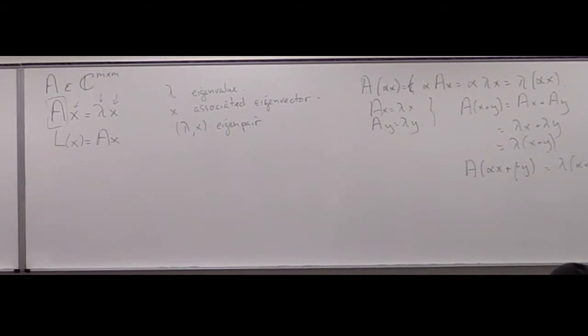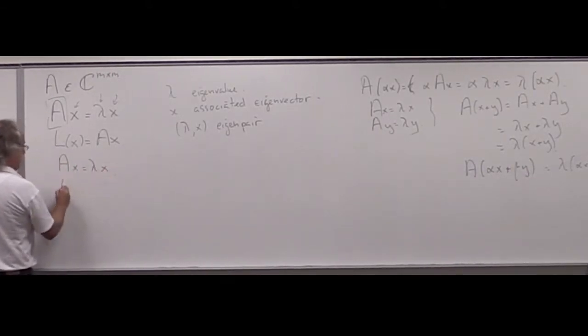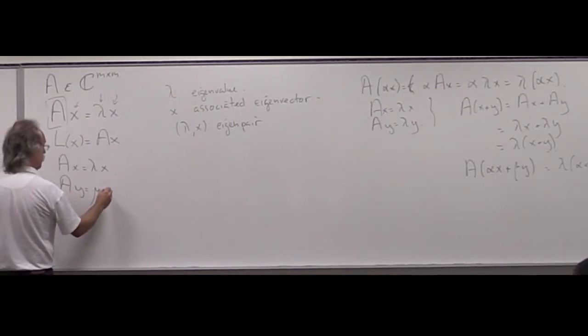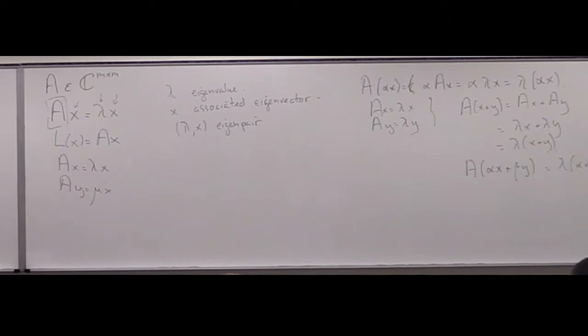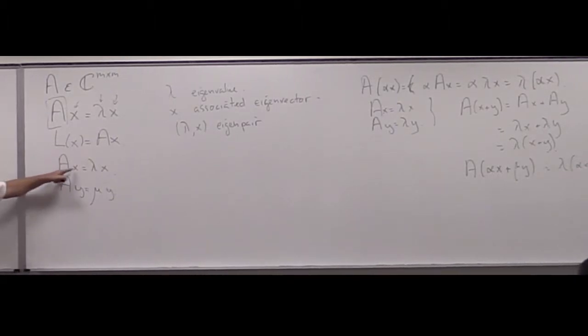Right? And you can show that if you have that A x is equal to lambda x and A y is equal to mu times y, then you can show that x and y must be linearly independent. Let's see if we get to that point somewhere. Otherwise, I'll throw it in this exercise. You can do that.